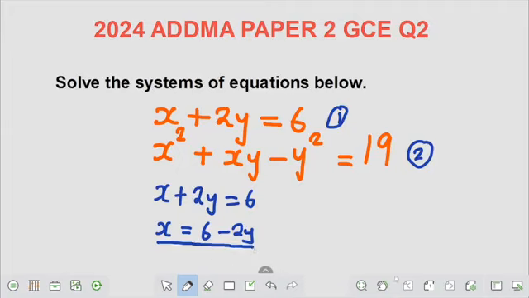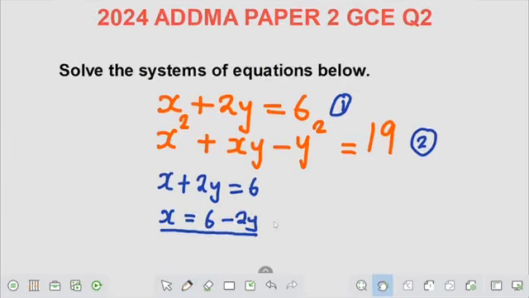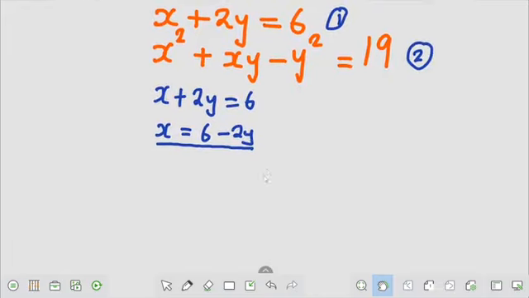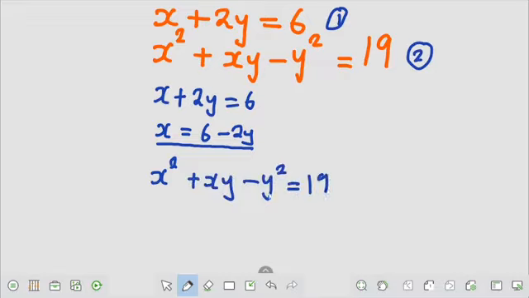Now, upon doing this, we are going to take equation 2. When you take this equation 2, you are now going to substitute where there is x, you are going to put this 6 minus 2y, because we have already made x the subject of the formula. So our equation 2 is x squared plus xy minus y squared is equal to 19. Where there is x, we are going to put this.